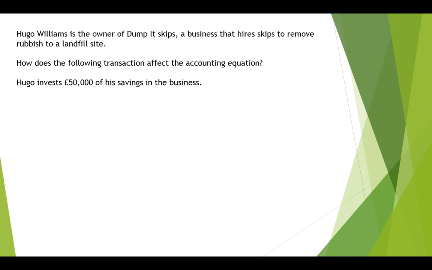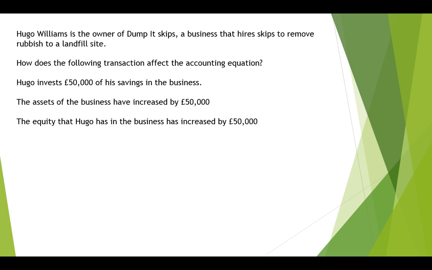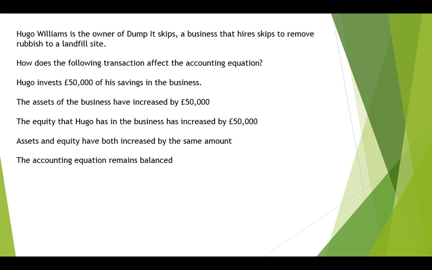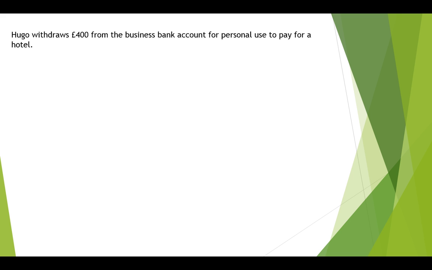Hugo Williams is the owner of Dump It Skips, a business that hires skips to remove rubbish. So how does the following transaction affect the accounting equation? Hugo invests £50,000 of his savings in the business. So the assets of the business, the cash, has gone up by 50,000. That means that the equity or interest that Hugo has in the business has also increased by 50,000. So assets and equity have both increased by the same amount. We can say that the accounting equation remains balanced.